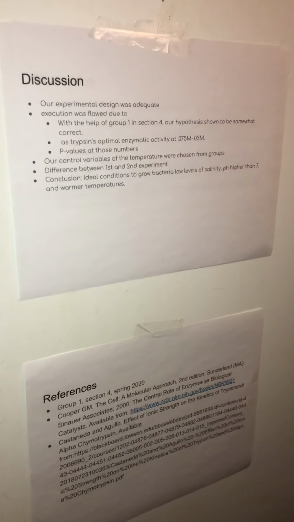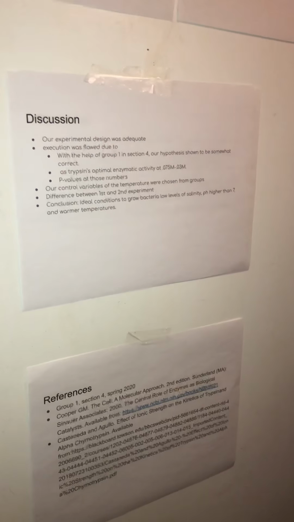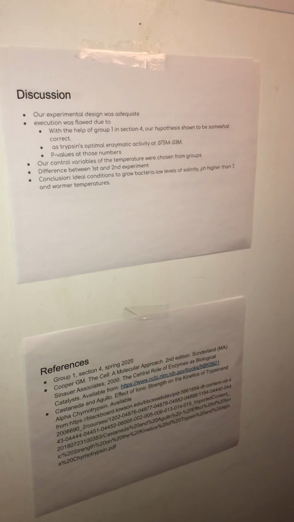The difference between the first and the second experiment is the number of replicas we had; we significantly increased our replicas for all the different levels of salinity concentration. We had 4 replicas, and 3 replicas for the negative controls. From that we learned that more replicas are better, and we also learned new things like the null hypothesis and so on.